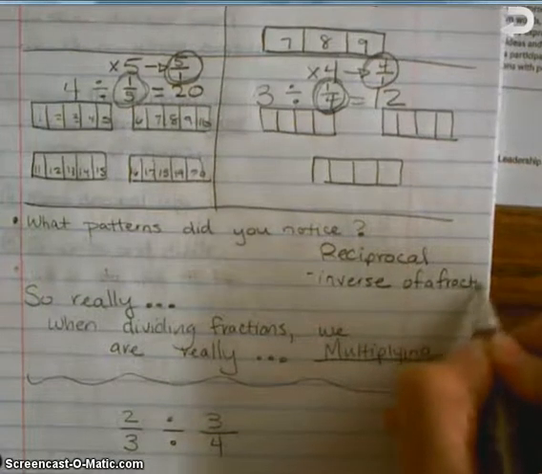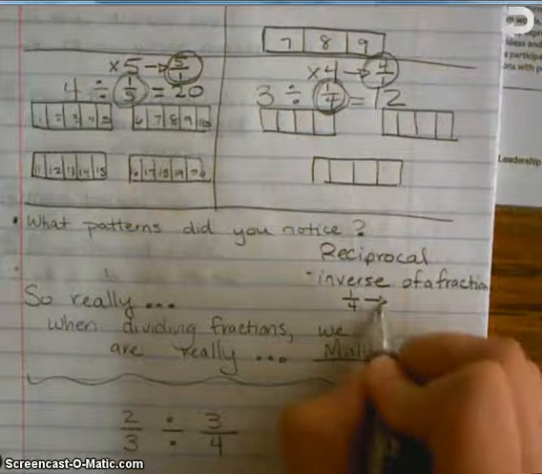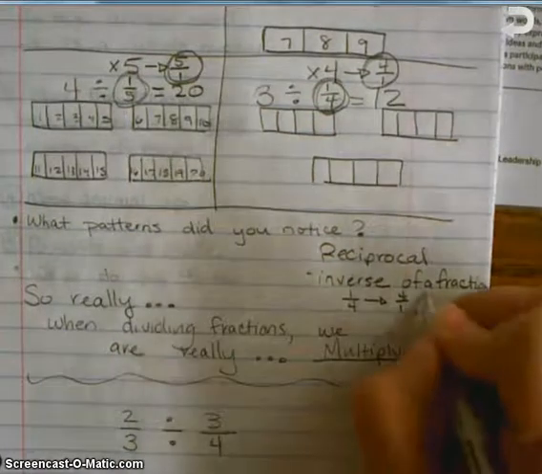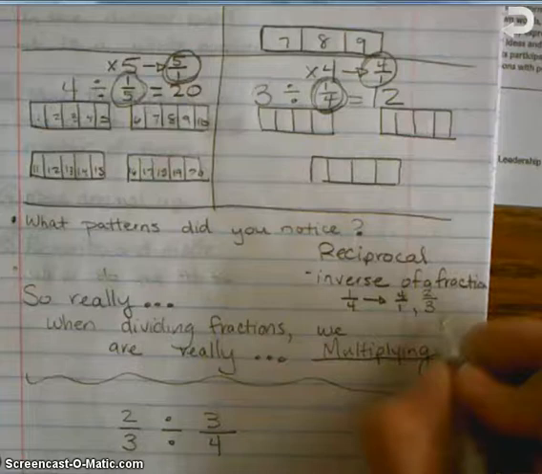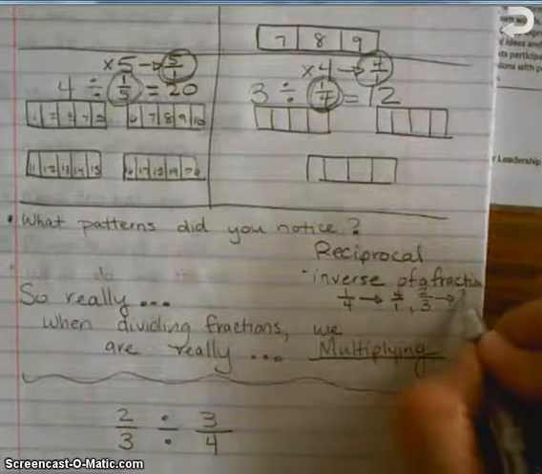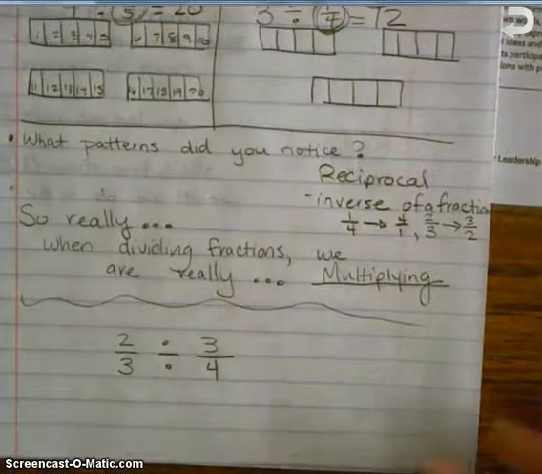And the examples that we saw were 1/4. The reciprocal is 4 over 1. But it also works for fractions like 2/3. I'm going to flip that upside down too. It's the inverse. It's going to be 3/2.